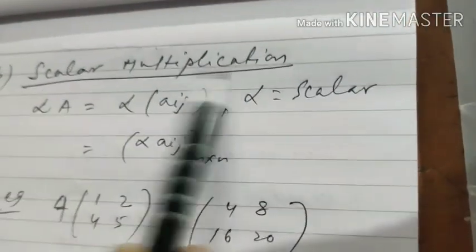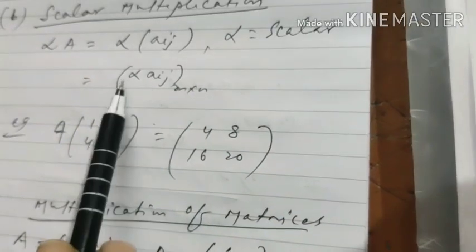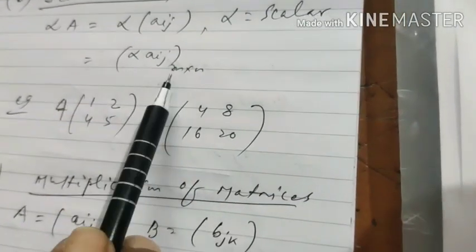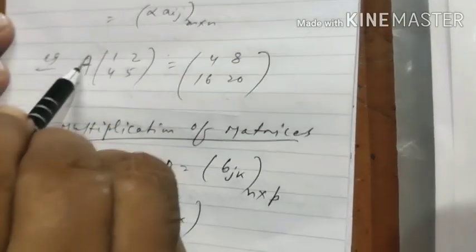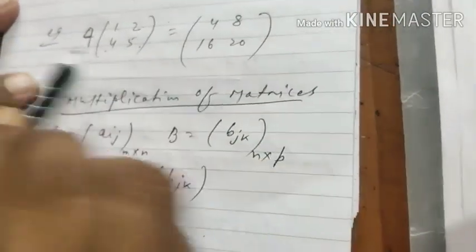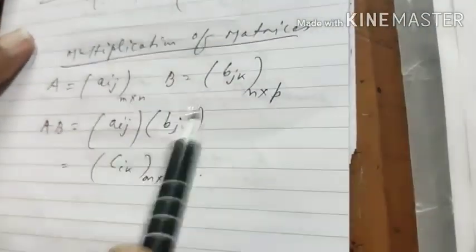Scalar multiplication: alpha into A, alpha times Aij, where alpha is a scalar, is again an m by n matrix of the same order. Suppose the 4 can be multiplied into 1, 2, 4, 5; the answer is obtained by multiplying 4 directly into every entry of the matrix. But for a determinant, this is not the case.